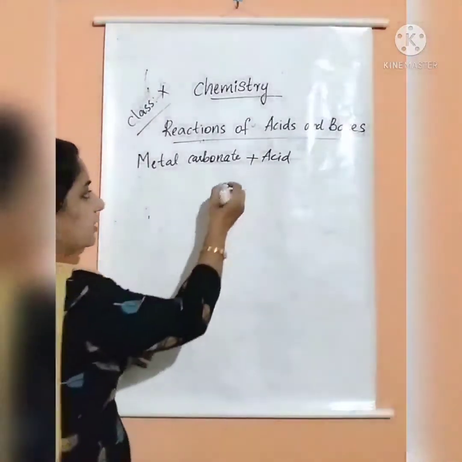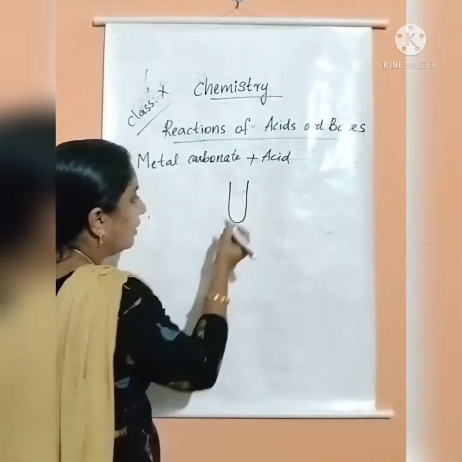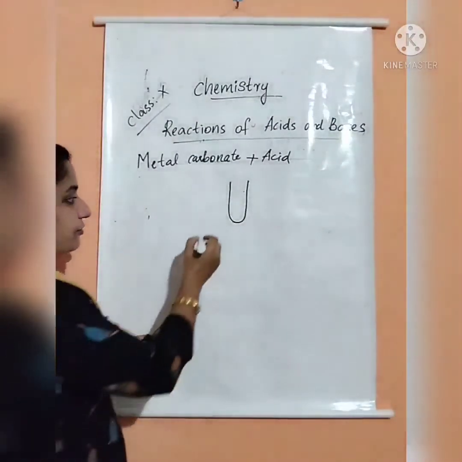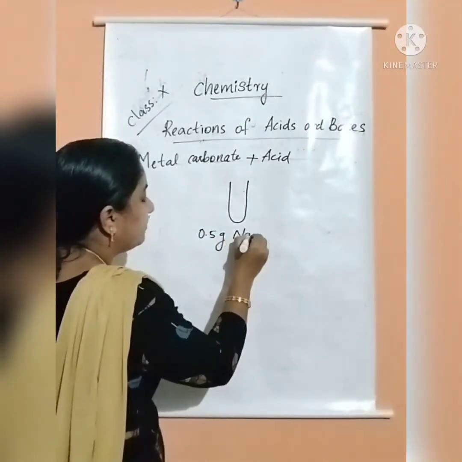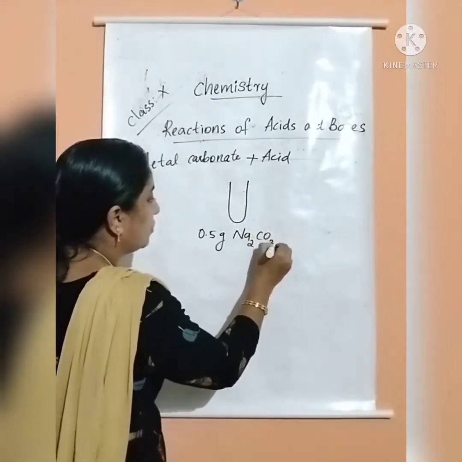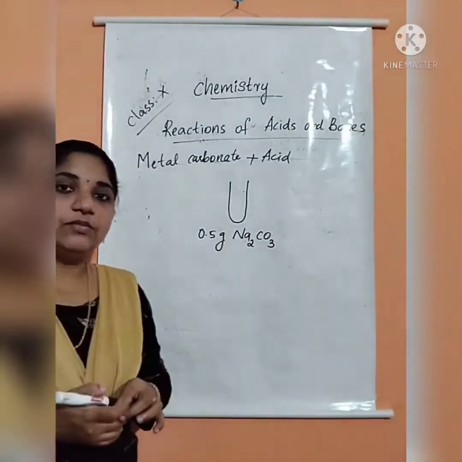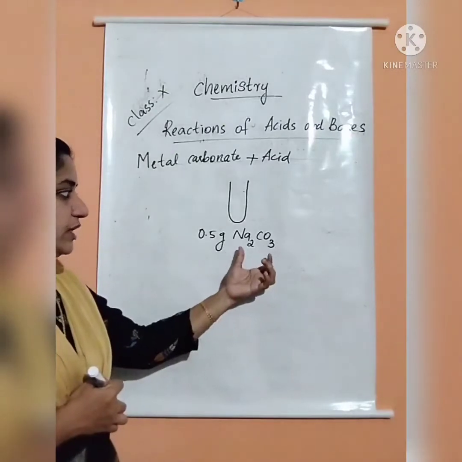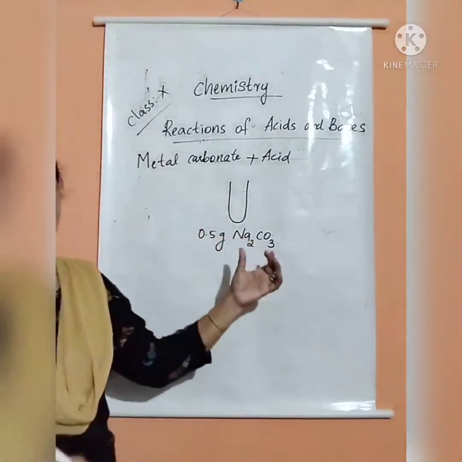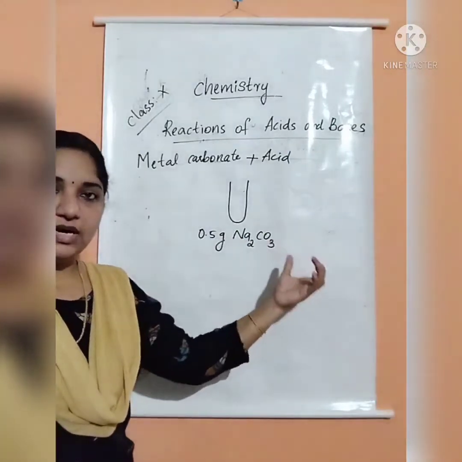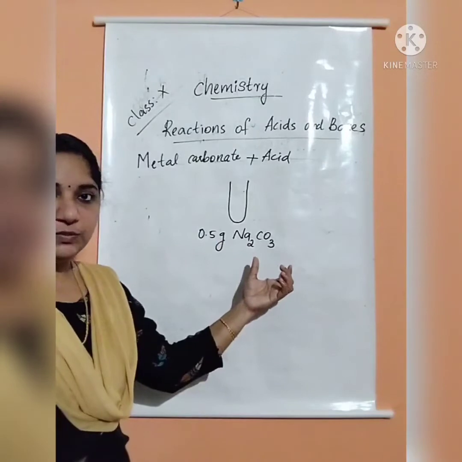Children, look here. We take one test tube and we take about 0.5 gram of sodium carbonate. Sodium carbonate is an example of a metal carbonate. Sodium is a metal, so this is sodium carbonate. We take about 0.5 gram of sodium carbonate powder.